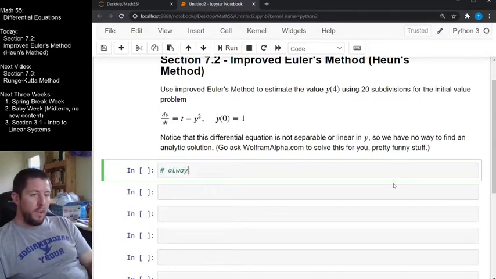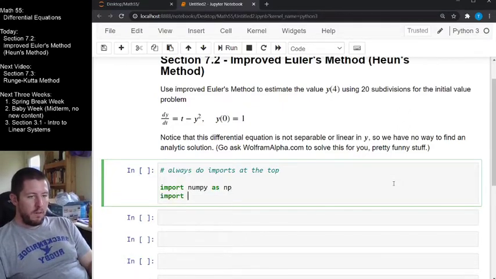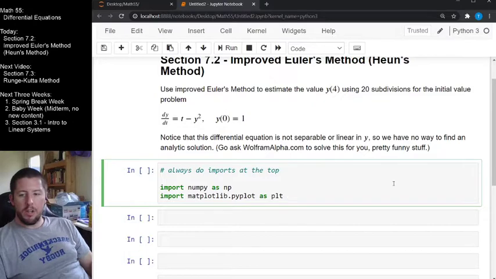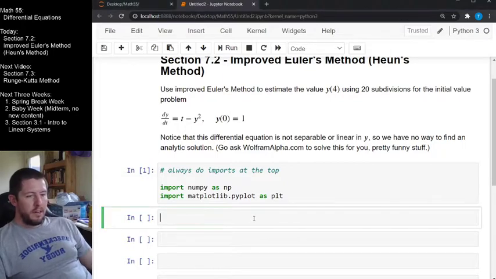Step one, always do imports at the top. It's just a general programming thing. Let people know what libraries you're going to be using. We're going to import numpy as np, and import matplotlib.pyplot as plt. Those are our two standards, a numerical math library and a plotting library, basically. I'm going to run that. No errors. All good.